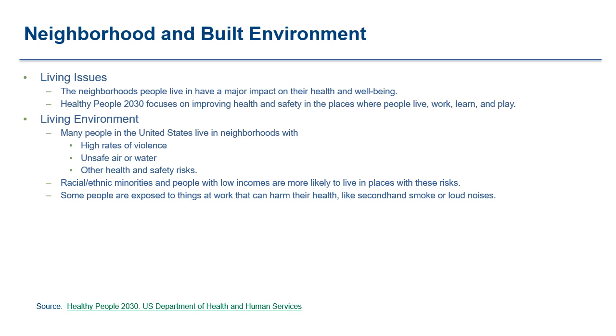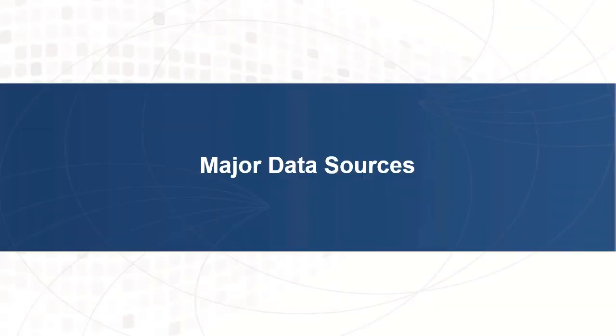Neighborhood and built environment. The neighborhoods people live in have a major impact on your health and well-being. Many people live in areas with high rates of violence, unsafe air and water, which is going to present its own health risks. They may be living in a house that has lead paint. They may be living in a house that has poor water or mold, or any number of things that can cause issues for them. This is especially true for racial and ethnic minorities and people with low incomes. They're likely to live in places that have those kinds of risks because it's the only thing that they can afford. These are all going to be impacts on people's health. So those are the 5 domains.